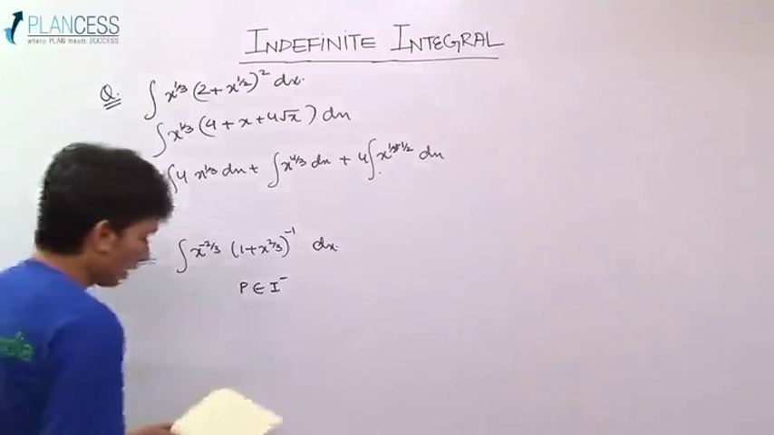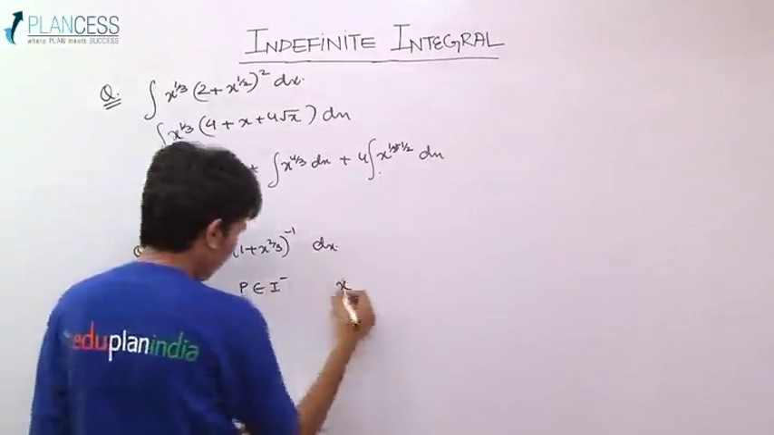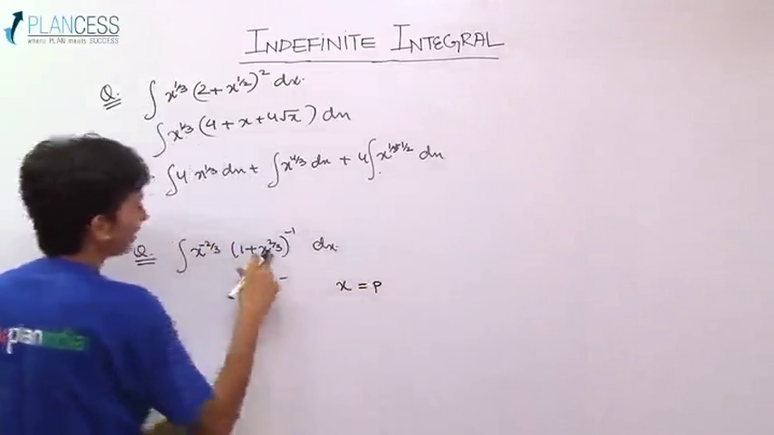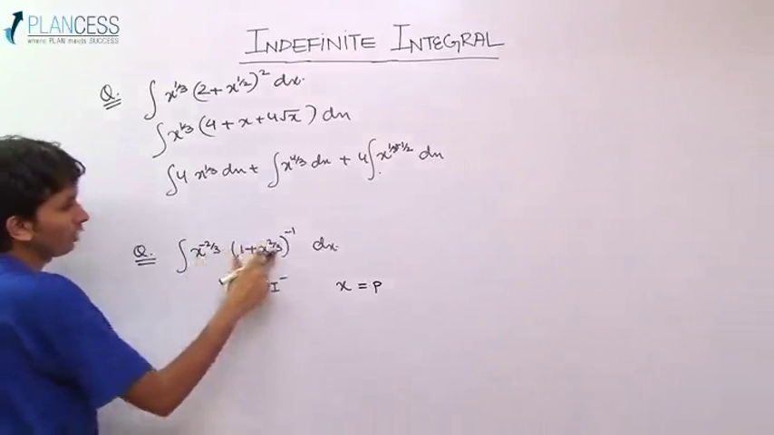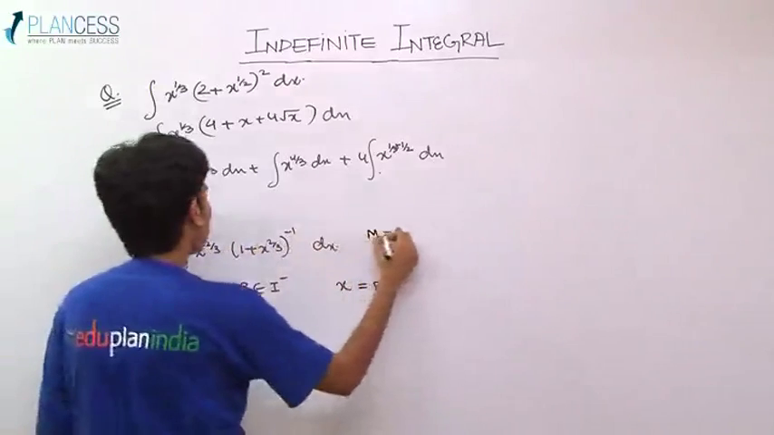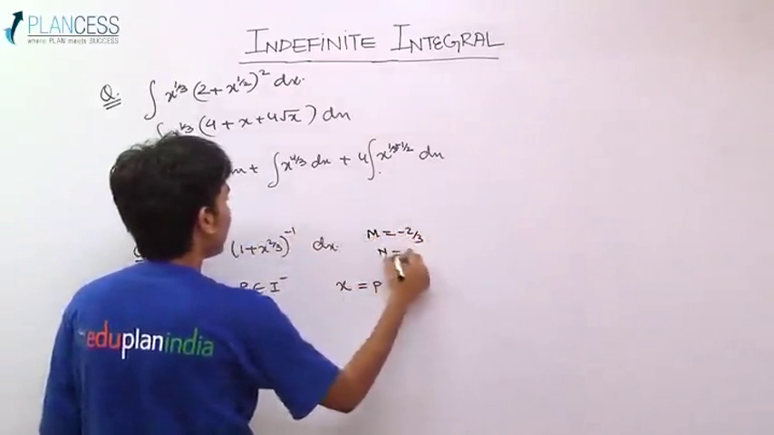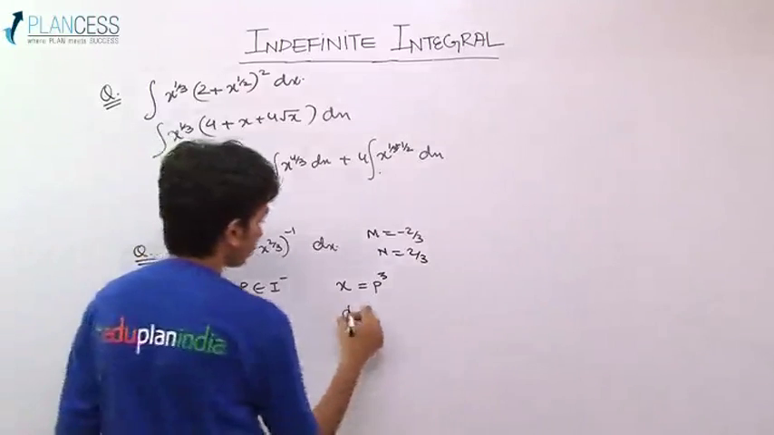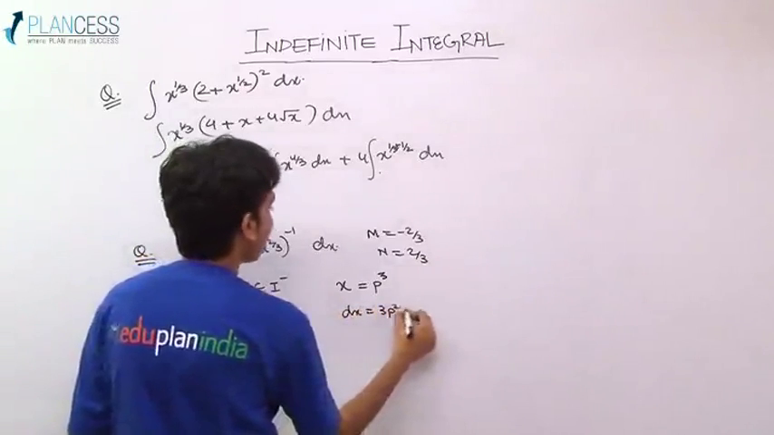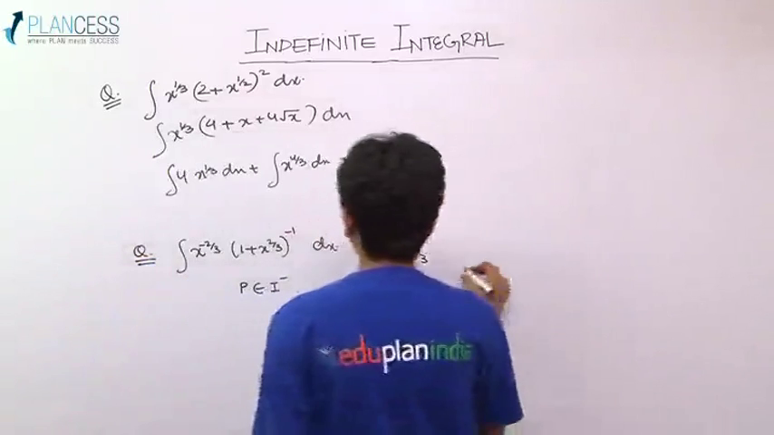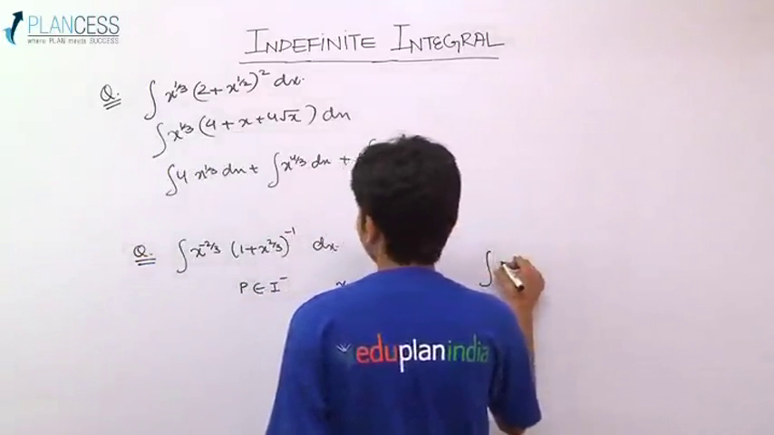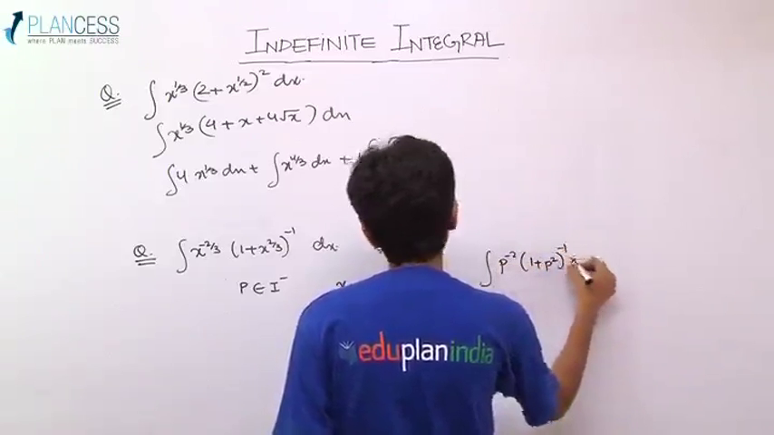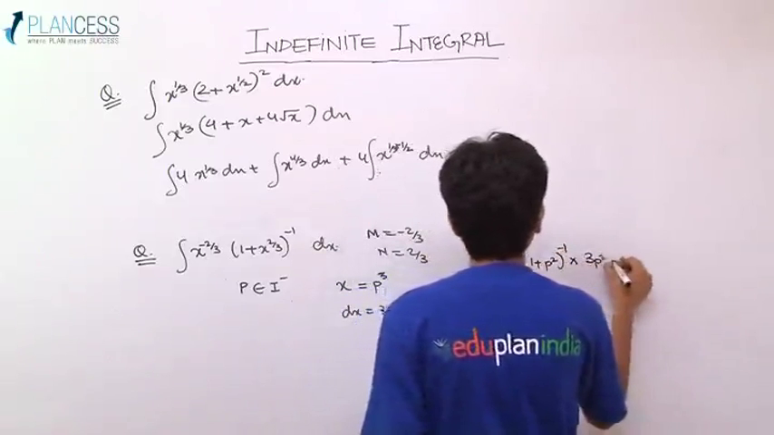What we have here is you substitute x as some new variable, say p raised to k, where k is the LCM of the denominators of m and n, which is 3, because m here is minus 2 by 3 and n here is 2 by 3, so the LCM of the denominators is 3. So we substitute x equals p cube, which makes dx equal to 3p square dp. Substituting it here, x^(-2/3) is p^(-2), (1 + p square)^(-1), and dx is 3p square dp.